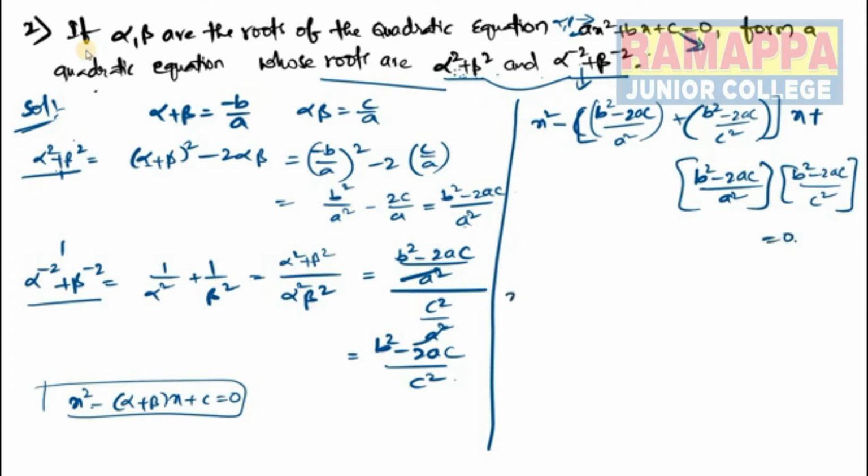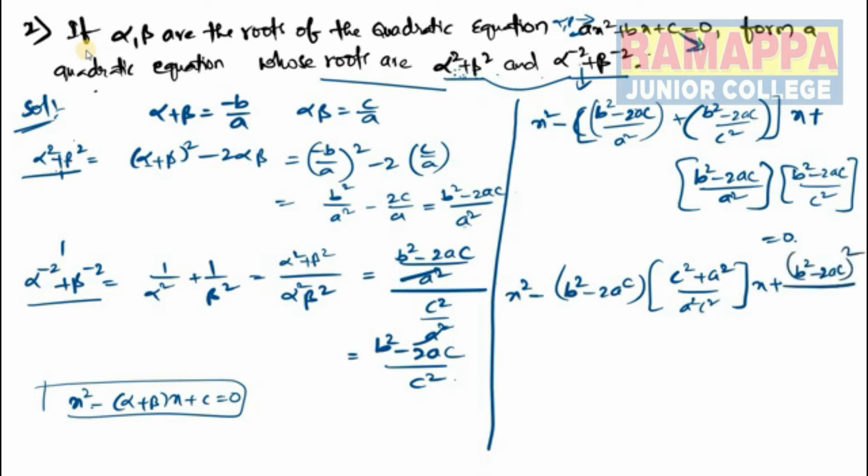From this we get the answer: x square minus, b square minus 2ac common from both sides. B square minus 2ac will be common from both sides, and with cross multiplication it will become c square plus a square divided by a square c square into x plus, and this whole square will become b square minus 2ac whole square divided by a square c square, is equal to 0. This is the answer.